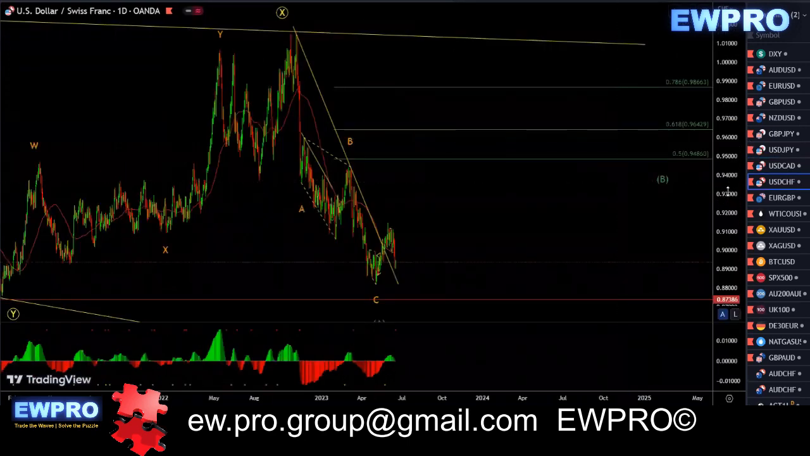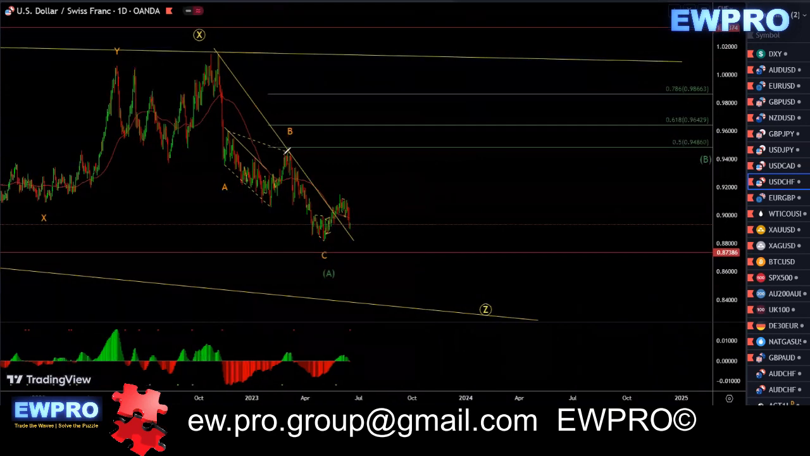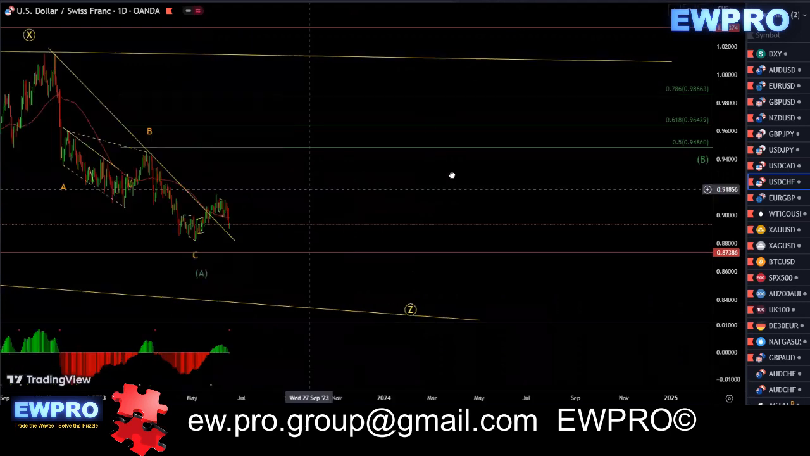Looking at the Swissy, looking at that A, B, C, just got down to that 100 pip. We got that bullish divergence. We don't have a bear hidden here. But like I've been mentioning, this is very slow. It's not impulsive.